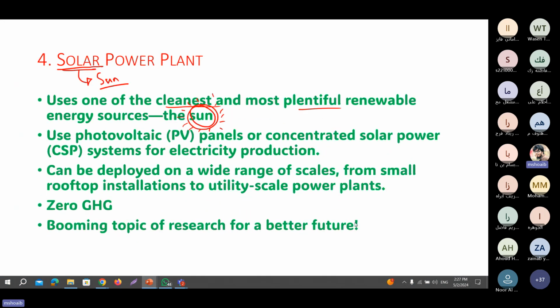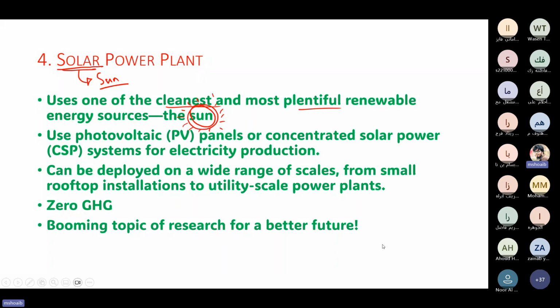Okay, so this is the solar power plant. As I have already mentioned, it uses the energy of the sun. In the solar power plant, we have PV cells. I think most of you have heard the name of PV cells, photovoltaic cells, or the panels. This is one way: these PV panels directly convert the heat energy into electrical energy. This is way number 1.